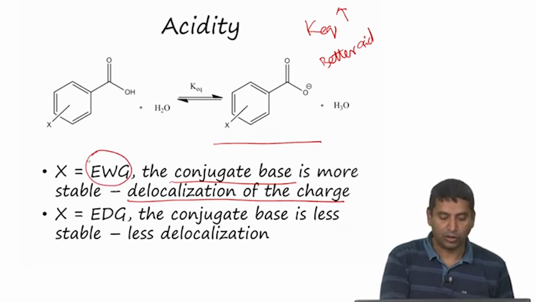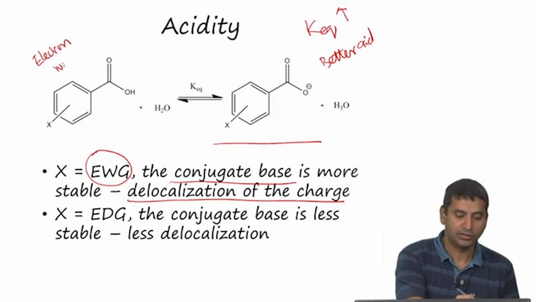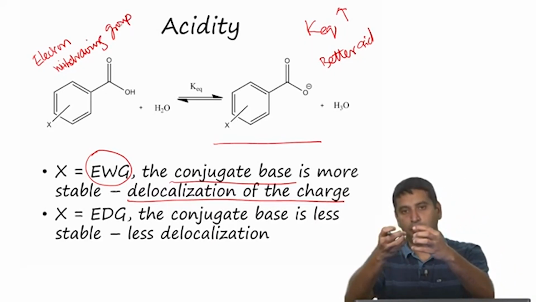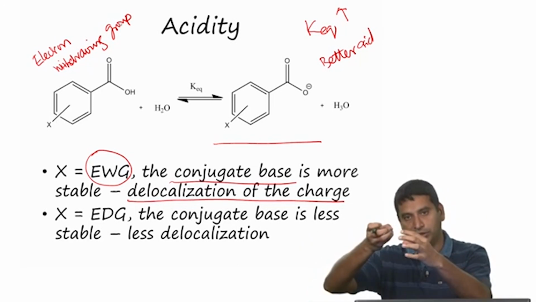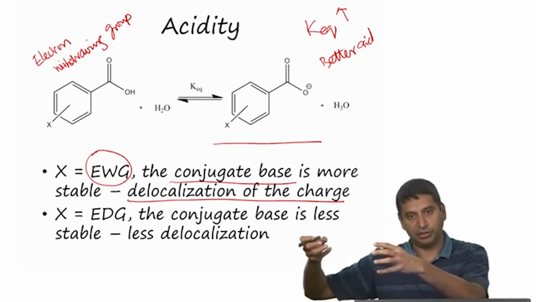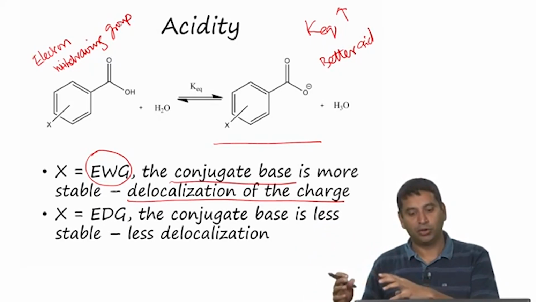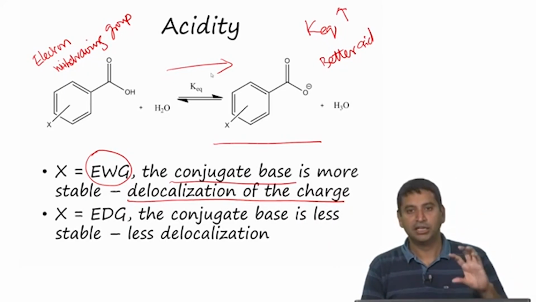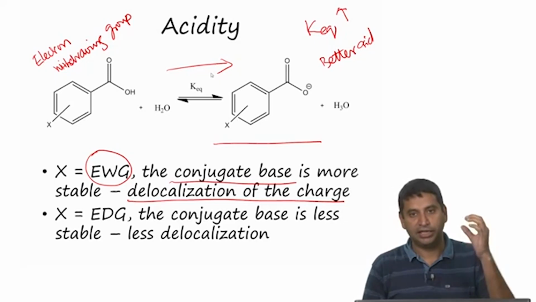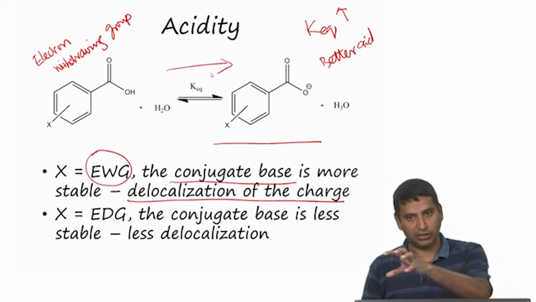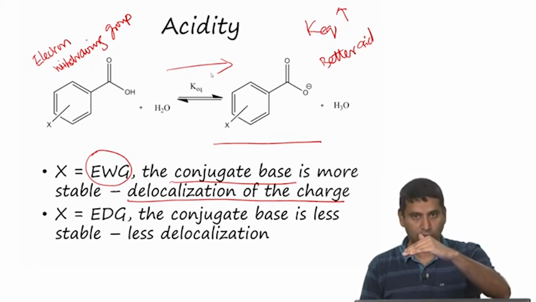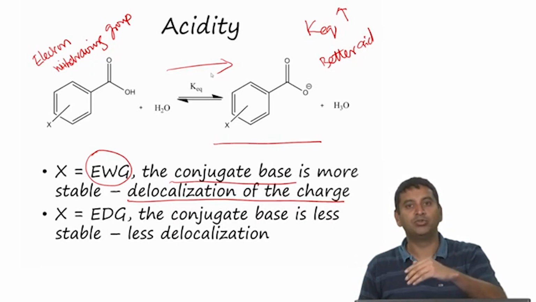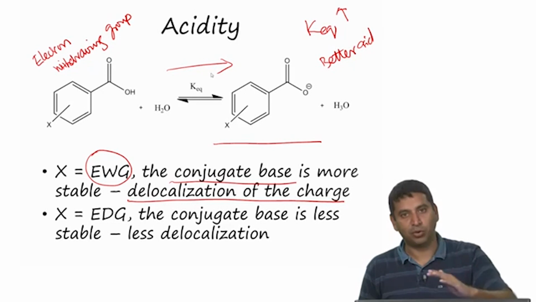By putting an electron withdrawing group, EWG, what happens is that we pull the electrons from the carboxylate and help it get delocalized, and the more delocalized it is, the more stable it is. So, by putting an electron withdrawing group, I am going to push this equilibrium towards the right, and therefore the acidity improves. Conversely, if I have an electron donating group, that increases the localization of the charge on the carboxylate, and therefore the Keq is going to go down. So, in order to study the effect of an electron withdrawing or an electron donating group, I can use the benzoic acid benzoate equilibrium as a model system.